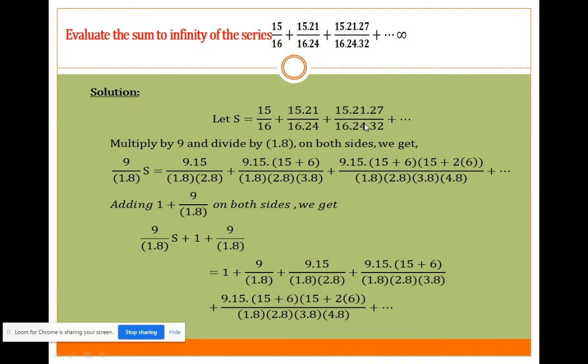The next question also the same format. Let s is equal to the given series. Check the denominator. Here the denominator is a multiple of 8: 8 into 2 is 16, 8 into 3 is 24, etc. But 8 is missing. You see, 8 is missing, remaining all terms, all factors are available.